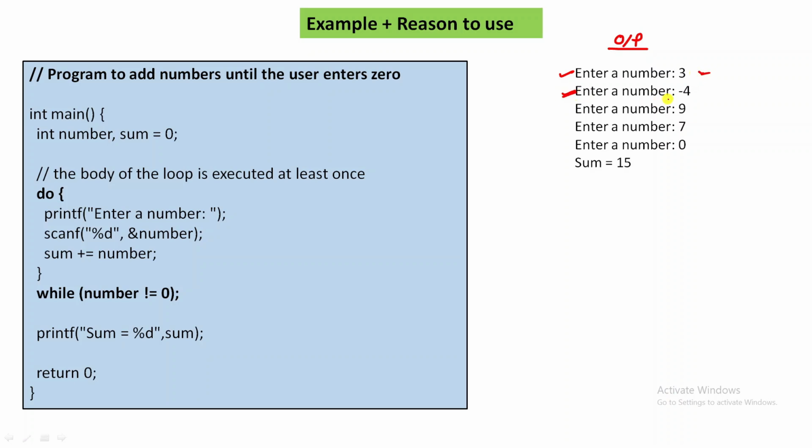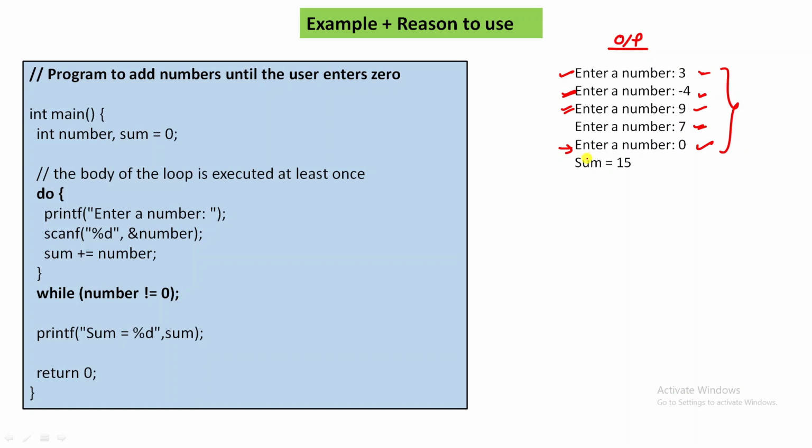I enter -4, again it is not 0, so again it should ask me for a number. I entered 9, again it is not 0, so again it should ask me for a number. Let's say I enter 7, again it should ask me for a number. Now at last when I enter 0, then this enter a number line should not come.